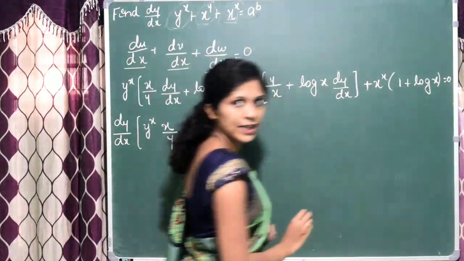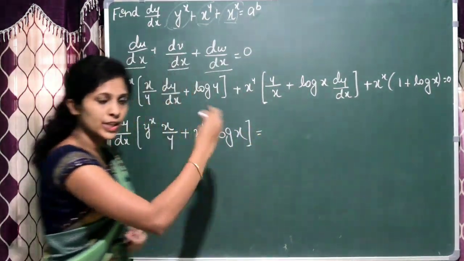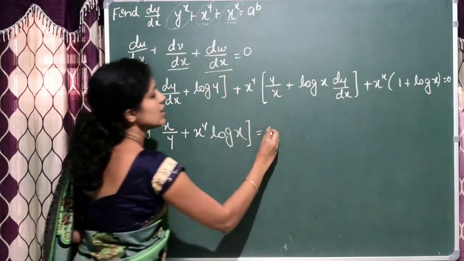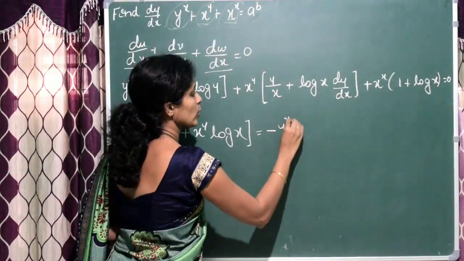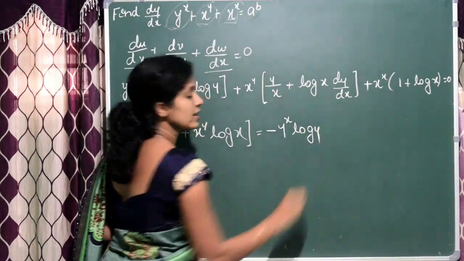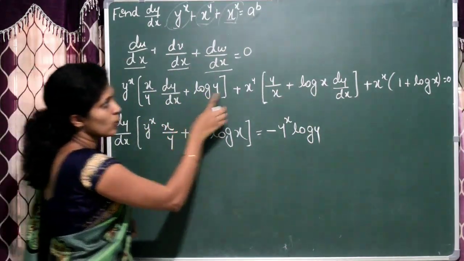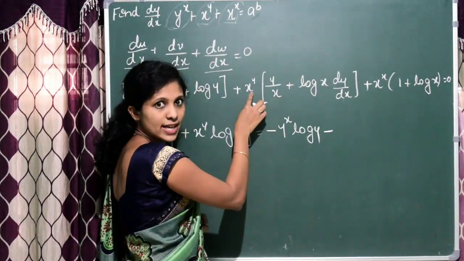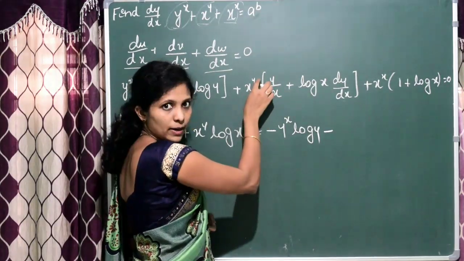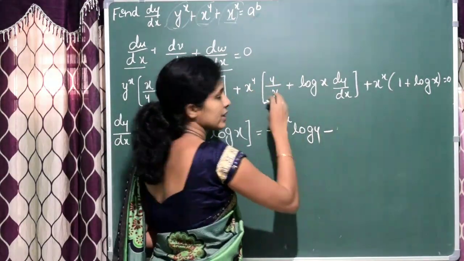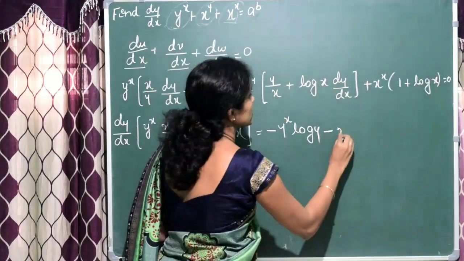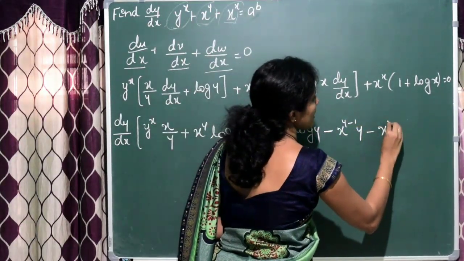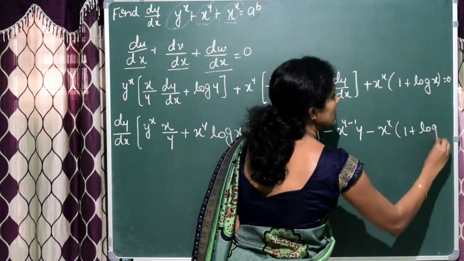So here again dy by dx is not there. So this is equal to the remaining terms without dy by dx, that is y to the power x into log y. When it comes here, this is minus y to the power x into log y. I hope you are understanding this one. Only the simplification is there. Here this will be minus x to the power y divided by x. Directly I can write this as x to the power y minus 1, right? x to the power y divided by x is x to the power y minus 1, into y, and this is minus x to the power x into 1 plus log x.